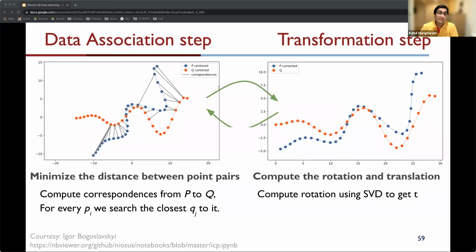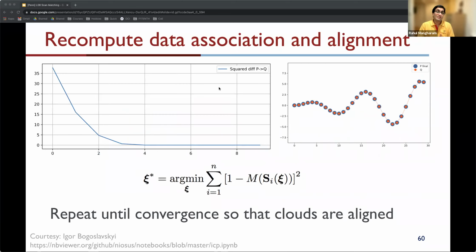So what we do is repeat this process, and based on the guesses that we have right now, we compute our data associations, and then we recompute the alignment, and we do this over and over again until the cost is minimized and the lines converge. This is basically the vanilla ICP algorithm.